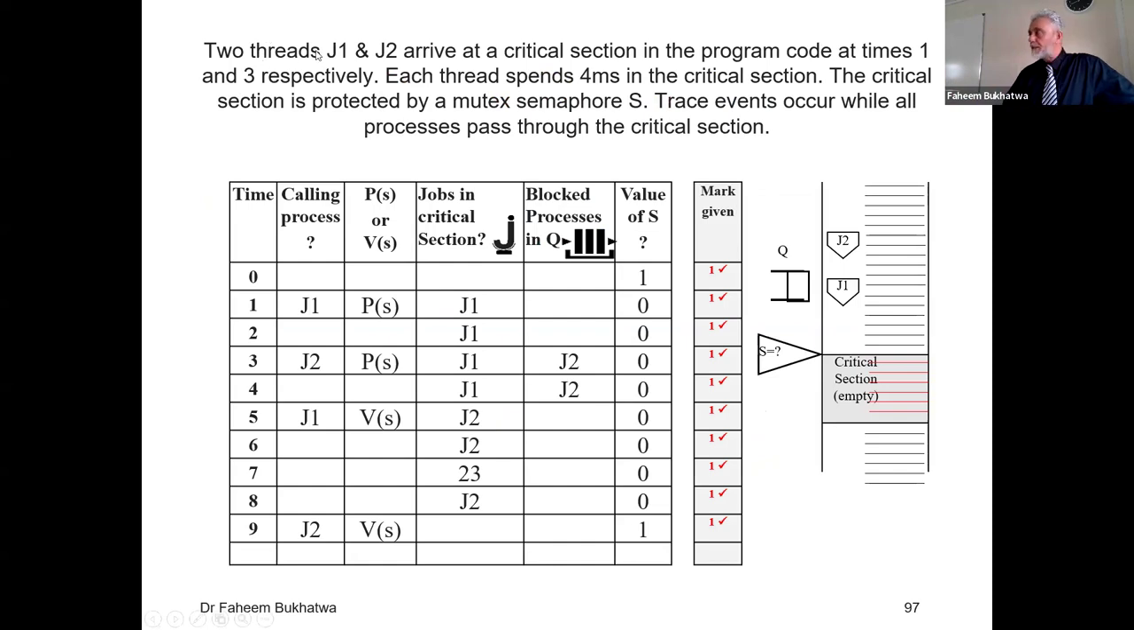It says here 2 threads. We have 2 processes or 2 users coming in. That they arrive. Why is this here? Yeah. Into a critical section or a critical region.